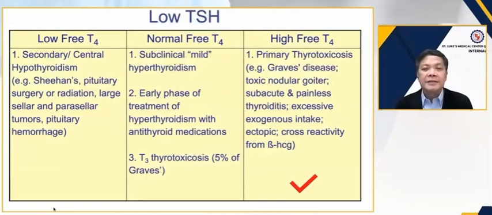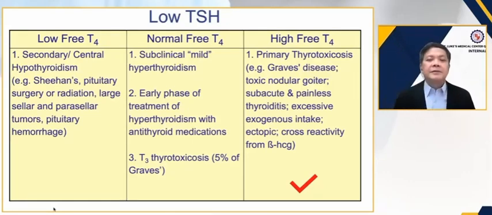So what if you have low TSH? The one that really follows the seesaw is if you have a high T4. You have excess thyroid hormone causing a suppressed TSH. So you have primary thyrotoxicosis. It could be Graves' disease, new production or leakage from subacute or painless thyroiditis, or it could be from outside.